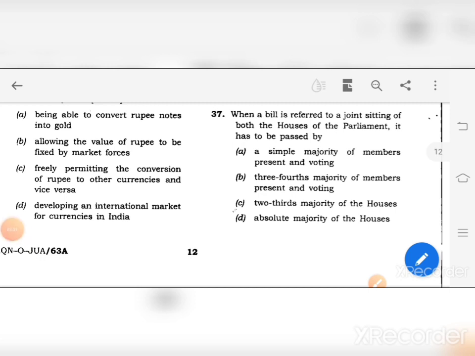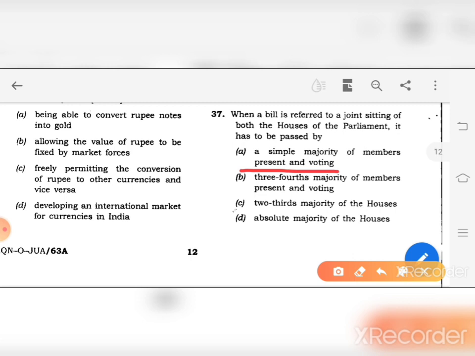When a bill is referred to a joint sitting of both the houses of the parliament, it has to be passed by option A, simple majority of members present and voting. Option B, 3/4 majority of members present and voting. Option C, 2/3 majority of the houses. Option D, absolute majority of the houses. The answer for this question is option A, simple majority of members present and voting.